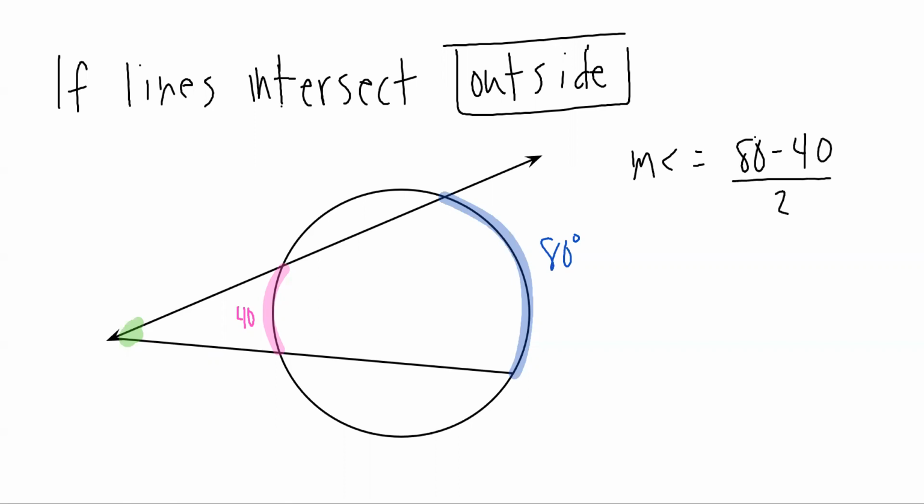Okay, so if the lines intersect outside the circle, the measure of the angle formed, that's this right here, is 1/2 of the difference. Okay, so if I'm outside, then I'm going to subtract. So I'm going to have arc 1 minus arc 2 divided by 2.